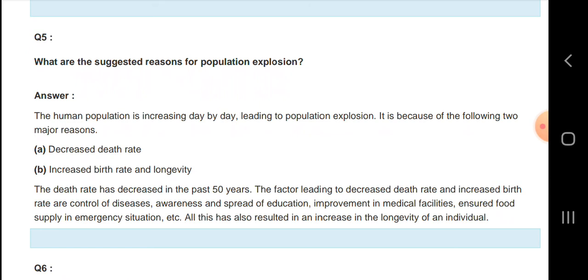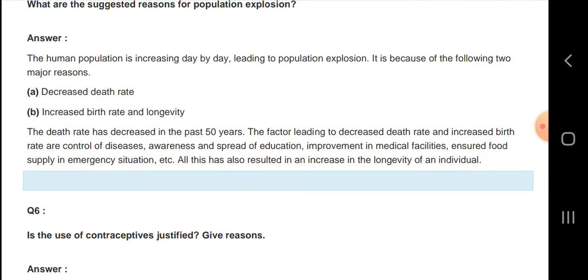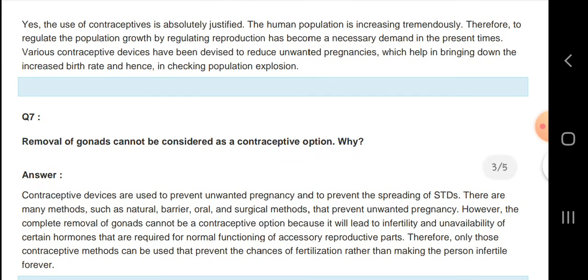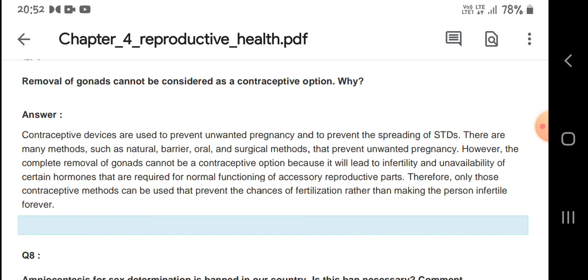Next, what are the suggested reasons for population explosion? The human population is increasing day by day, leading to population explosion. It is because of two major reasons, that is decrease in death rate and increase in birth rate. And is the use of contraceptives justified? Yes, the use of contraceptives is absolutely justified. The human population is increasing tremendously. Therefore, regulating population growth by regulating reproduction has become a necessary demand in the present time. Various contraceptive devices have been devised to reduce unwanted pregnancy.